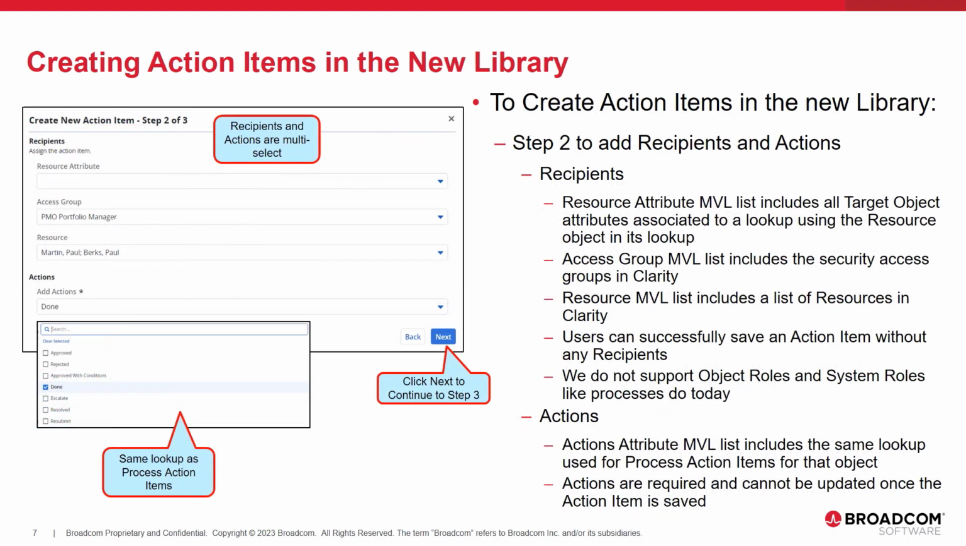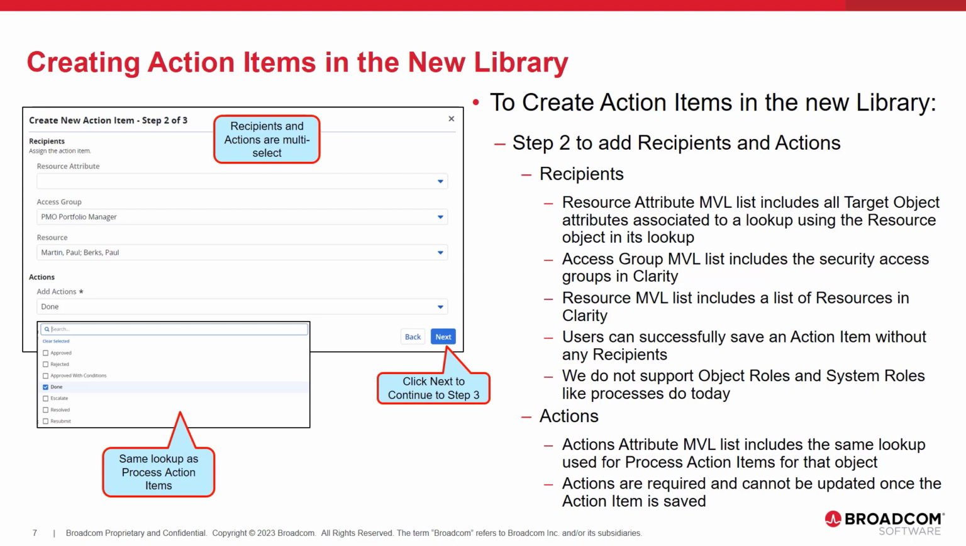Now, after you click Next on the Step 1 screen, you'll receive this screen for Step 2. This is where you'll actually add the recipients and the actions for this action item. There are 3 general types of recipients that you could add, and they're all multi-selects. The first one is resource attributes, which will include all resource attributes on the target object that are associated to a lookup using the resource object and its lookup. The second one is for security access groups within Clarity. And the third one, you can pick individual resources in Clarity.